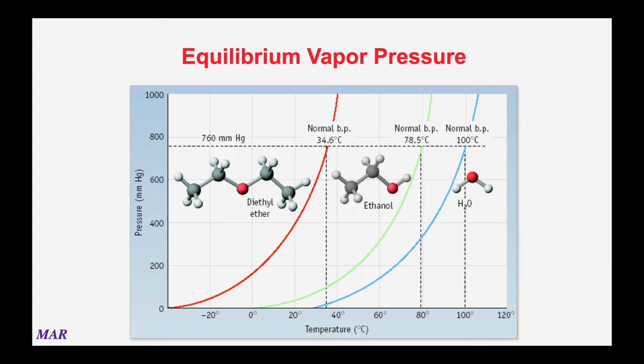And you can see that on the left is diethyl ether, the middle one is ethanol, an alcohol, and the right one there is water. Now, at the top, in this little dotted line right here, those are the normal boiling points of those compounds. So the normal boiling point is where the substance boils if you're at 1 atmosphere of pressure. But you can also see the different vapor pressure curves.